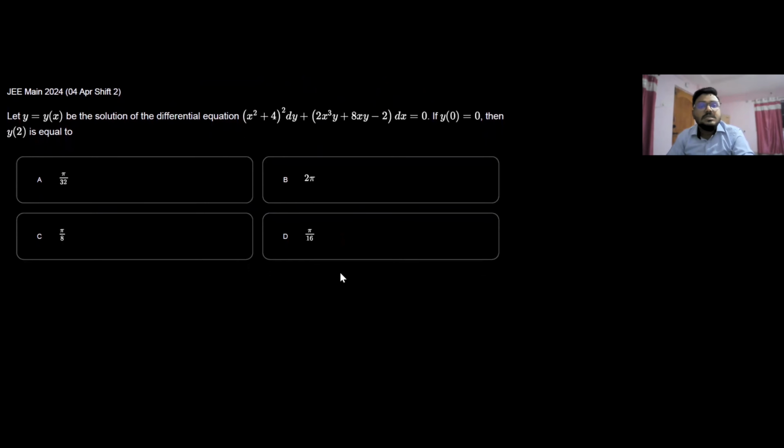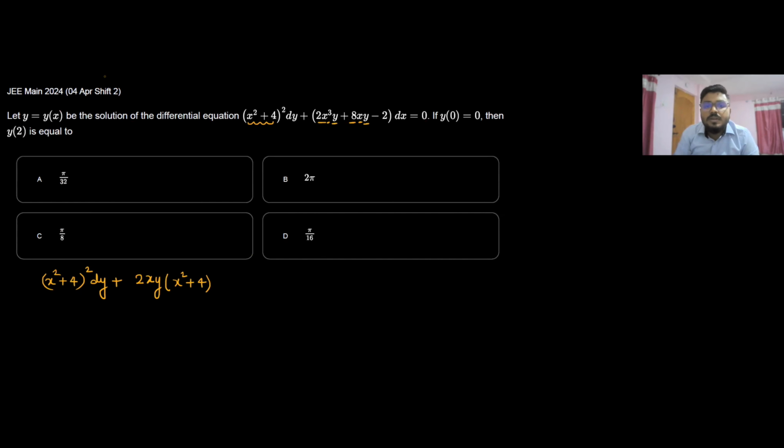Moving to the next question. The next question is, a differential equation is given. So here let us see this x square plus 4. Here also I can see if I take 2 common, this will be 4. Also if I take y common, it will be x square plus 4 if I take x common. Okay, so we can write it as x square plus 4 whole square dy plus, here if I take 2xy common, I am left with x square plus 4 times dx and minus 2 dx equal to 0.